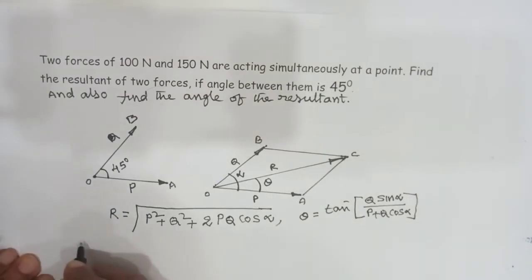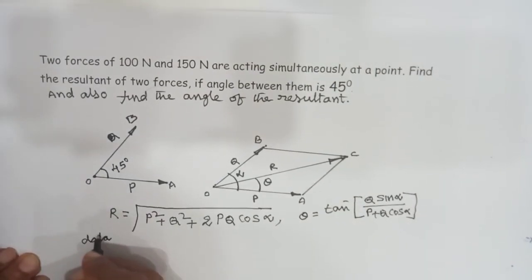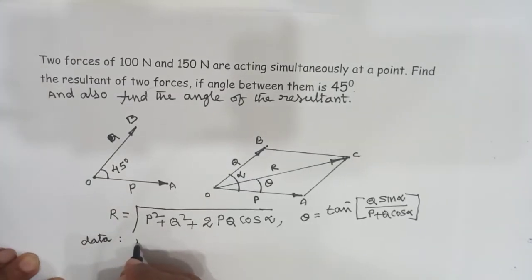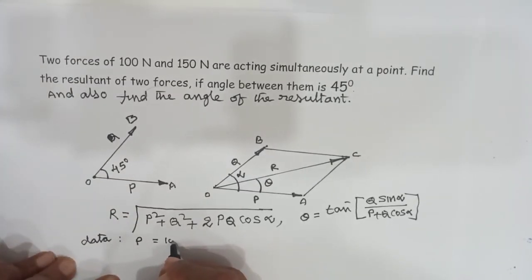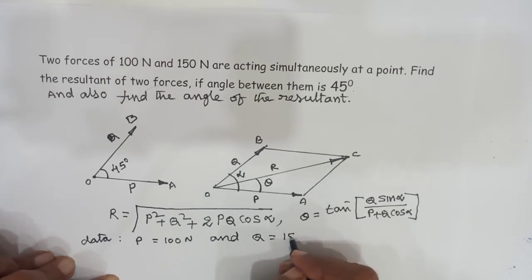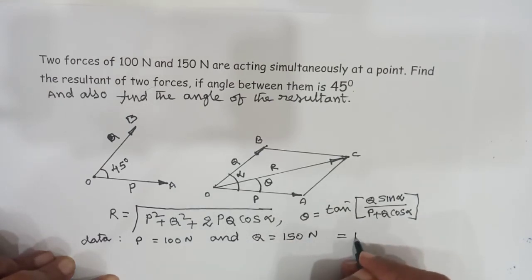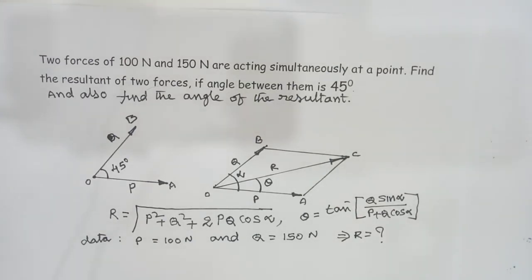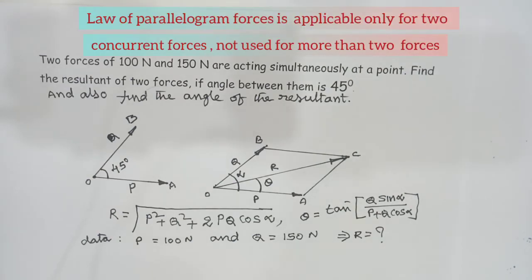Here the given data is P is equal to 100 newtons and Q is equal to 150 newtons, and they are asking us to find the resultant. This law of parallelogram is applied only for two concurrent forces. If more than two, this law is not applicable. What is the name of the law?